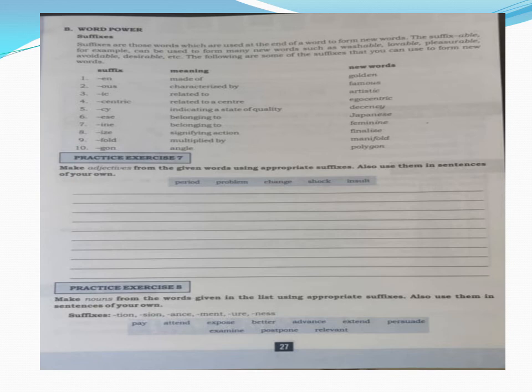You have to use all the suffixes given in the box above. Pay, payment. Attend, attendance. Expose, exposure. Then you have to change it to sure: remove the e from expose, and you have to write exposure, sure. So use all these suffixes, and then improve your vocabulary. Now we'll go to page number 28, the last page of this unit.